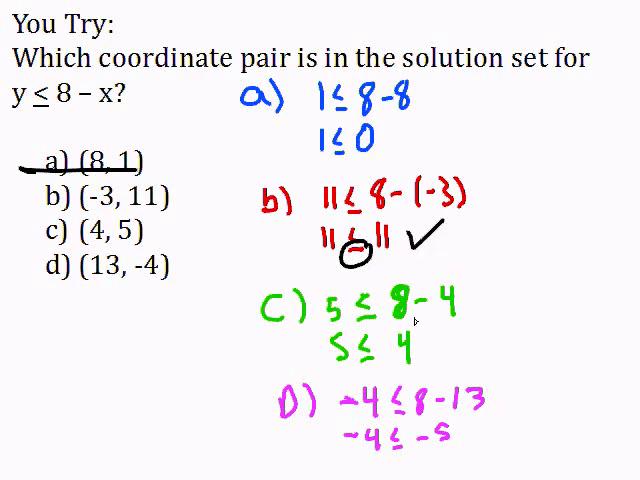That does check out. C, 5 is less than or equal to 4. Nope. D, -4 is less than or equal to -5. Not true either because -4 is actually bigger than -5. So that means that B is the correct answer for this one.